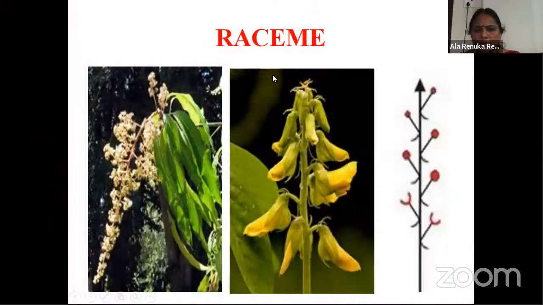Yeah, this is simple raceme. You can see the peduncle is unbranched. Flowers are produced in acropetal succession. These are older flowers which are at the base and the younger flowers towards the tip. Whereas in compound raceme, we can see that the peduncle is branched and each branch produces flowers like a simple raceme.